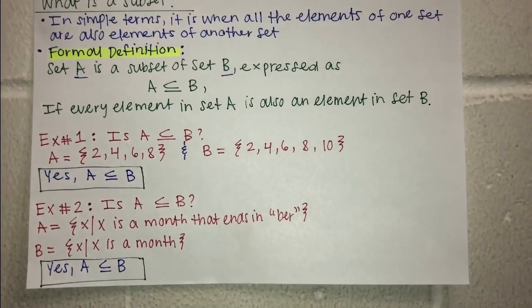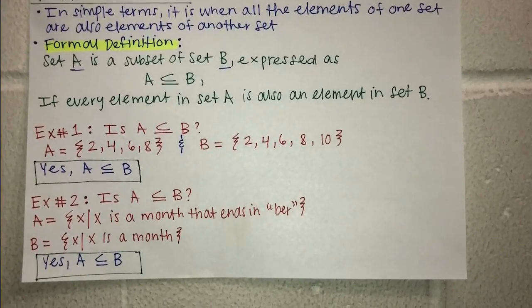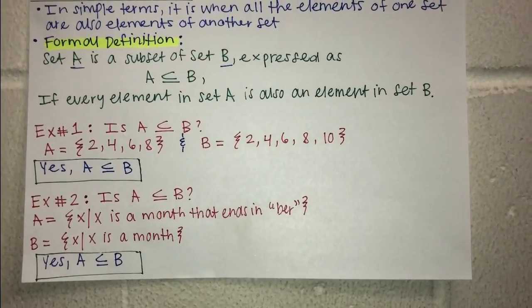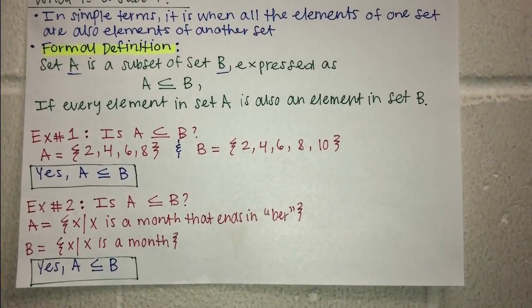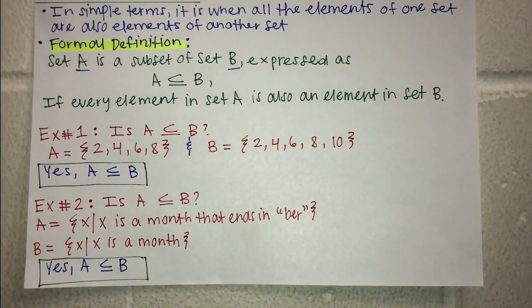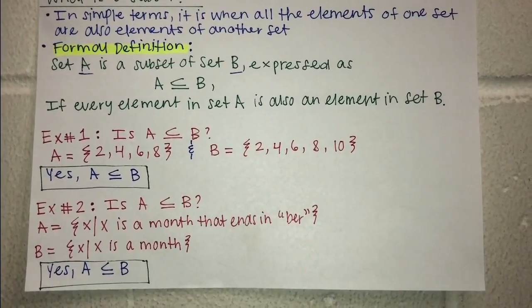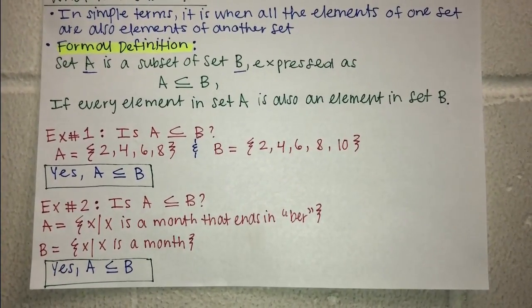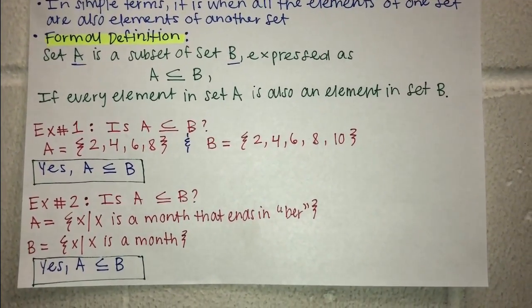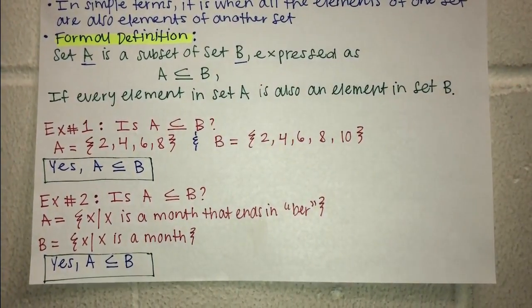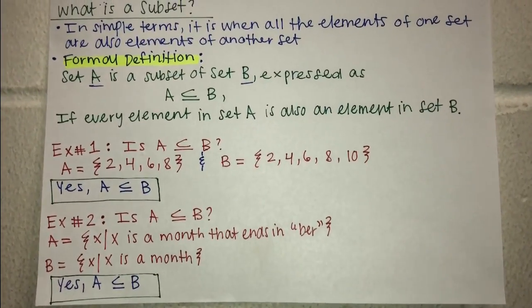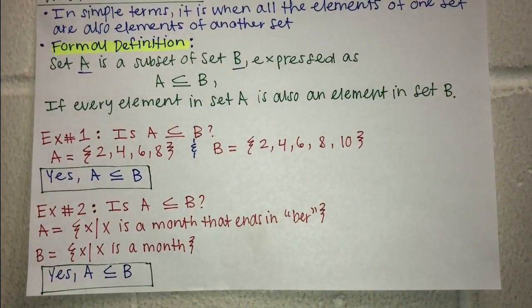Example 1. Is A a subset of set B? A includes elements 2, 4, 6, and 8, and set B includes elements 2, 4, 6, 8, and 10. So yes, A is a subset of B because all the elements in set A are also in set B. Example 2. Is A a subset of set B? If A is the set such that x is a month that ends in "ber", and B is the set such that x is a month, then yes, the objects in set A make it a subset of set B.